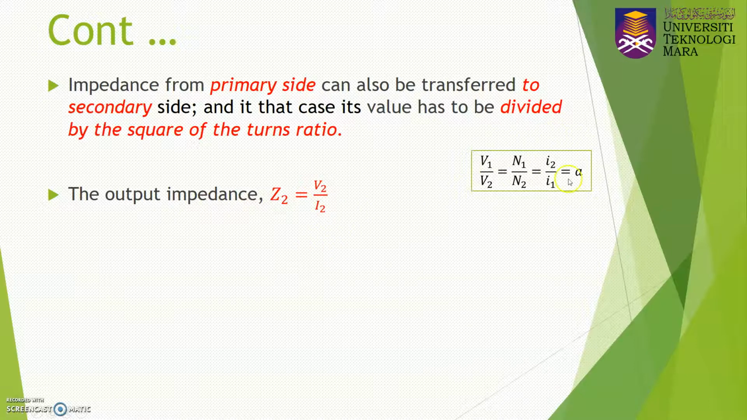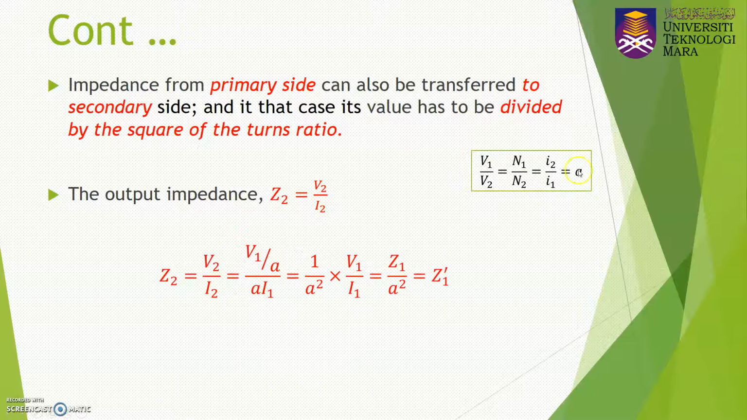So based on the ideal transformer, you can substitute V2 as V1 divided by A, and I2 in this case is equal to A multiplied by I1. I can further simplify this equation so that I have 1 over A squared multiplied by V1 divided by I1. V1 divided by I1 is equal to Z1, so in this case, Z1 divided by A squared.